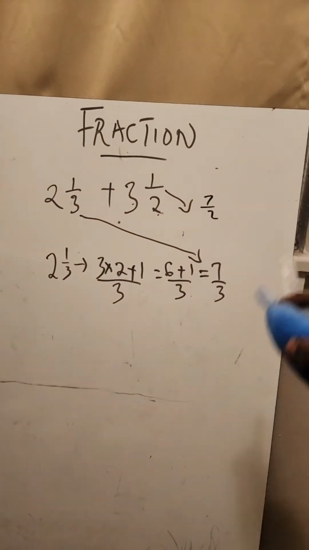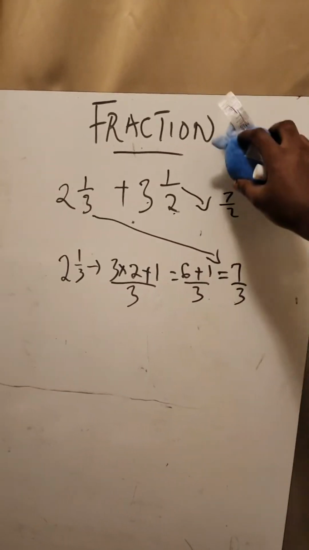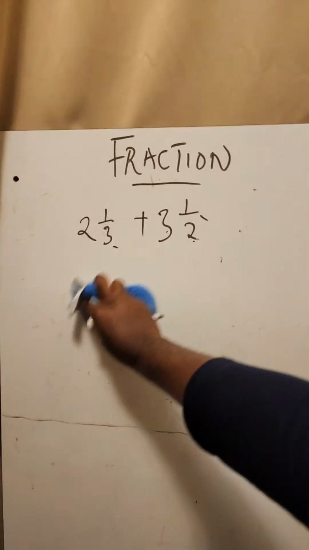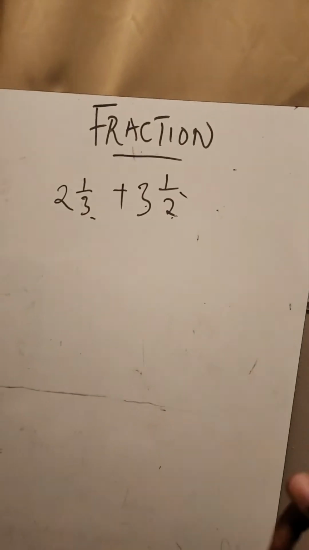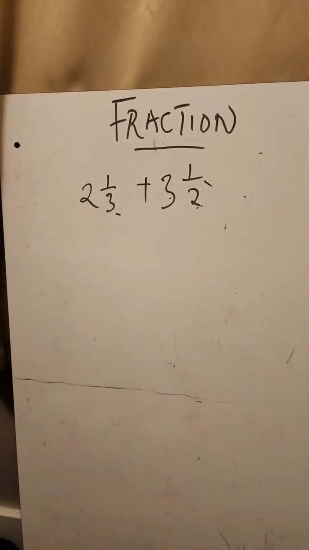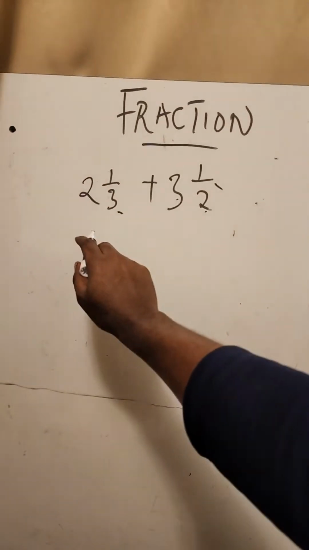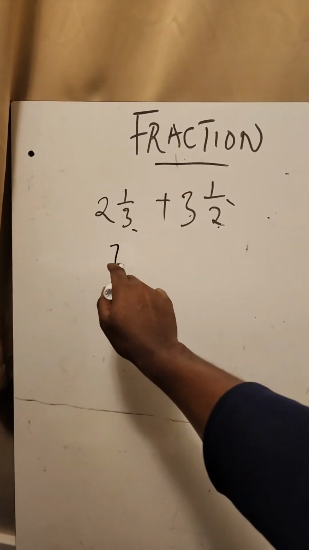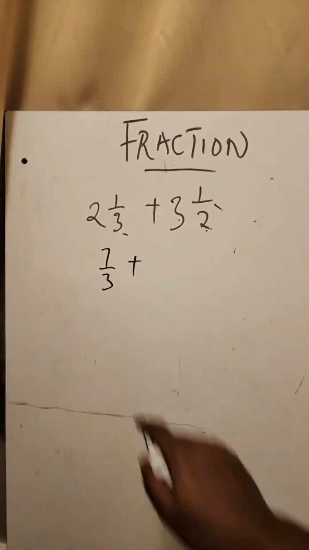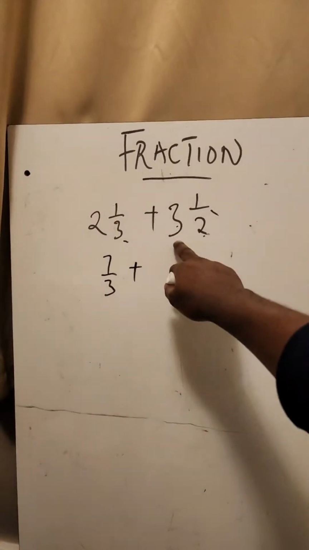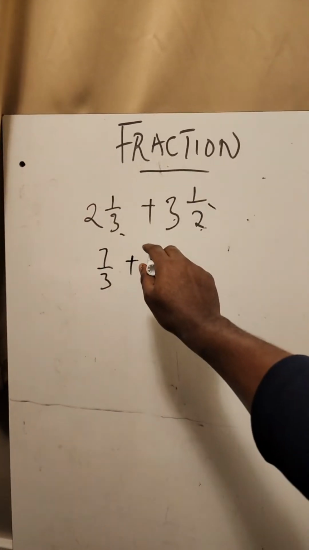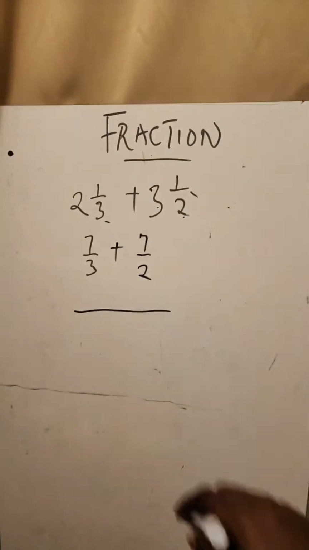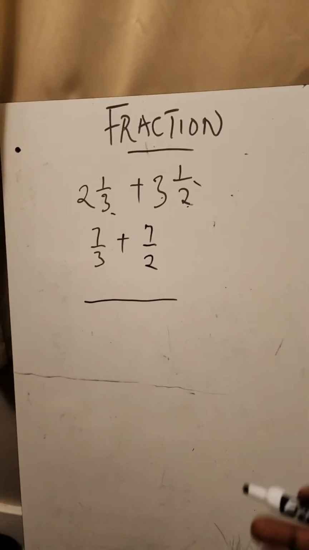Now, we've converted both. Let's continue with the addition. So I'm going to clean this. I just want you to understand the concepts used. So now here, I have 3 times 2, 6 plus 1, 7 over 3, plus 2 multiplied by 3, 6 plus 1, 7 over 2. What's next? There are several ways of doing this.